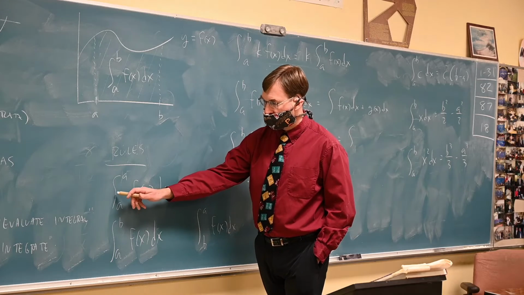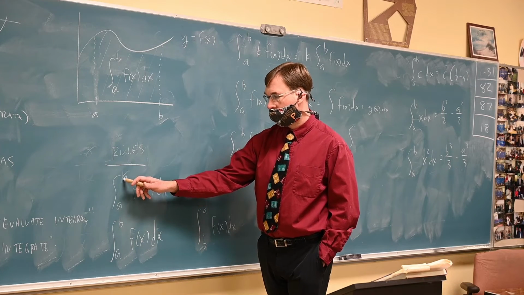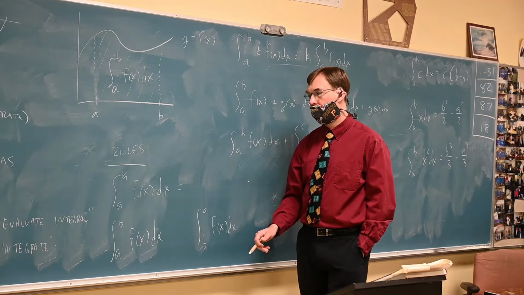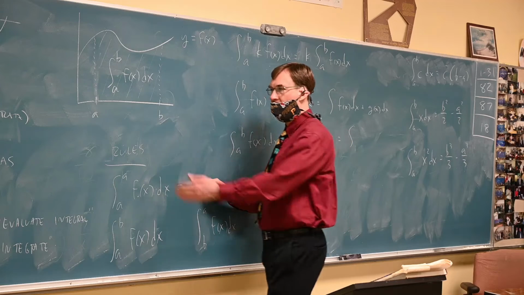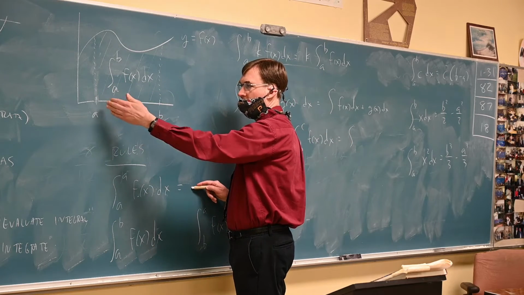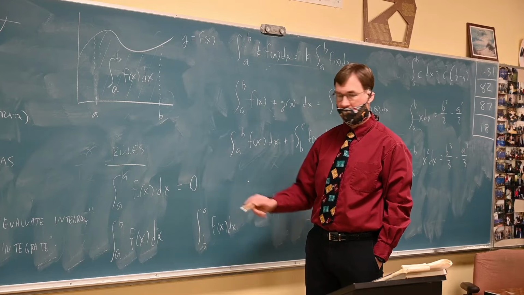If I asked you to do the integral, find the area from A to A of some sort of a formula, how much area do you think that would be if we didn't go from A to B, but we went from A to itself? How much area would that make? 0 is correct.